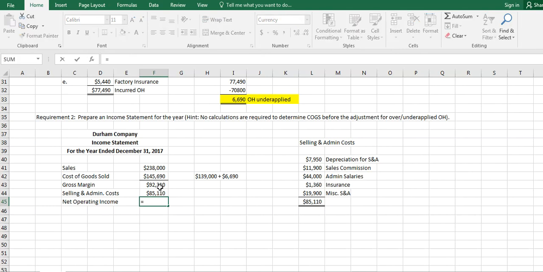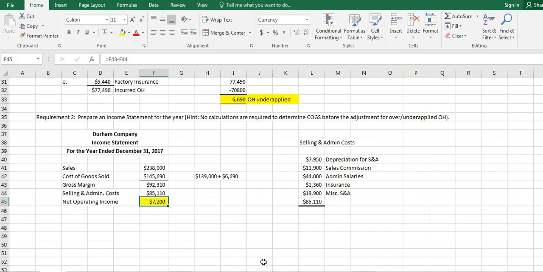To find our net operating income, we're going to take our gross margin and subtract out our selling and administrative costs, which gives us a net operating income of $7,200. So this here is actually the answer to requirement 2. Well, this whole chart, but then our bottom line of that is the net operating income.